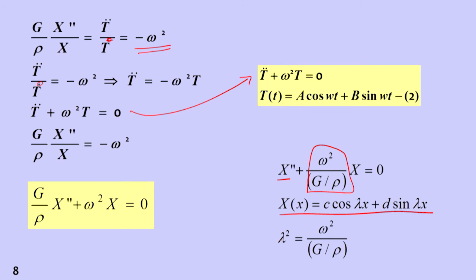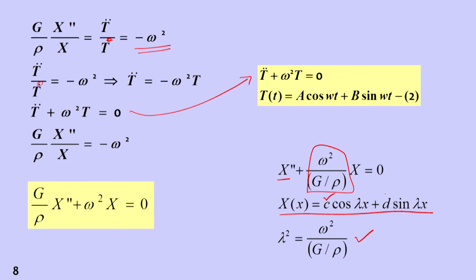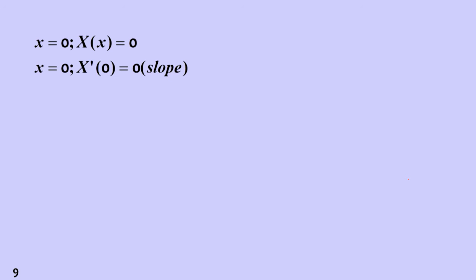So lambda square is equal to omega square by g by rho. Then let's find out the constants in this one, c and d. Now as we know, at x is equal to 0, X of x should be equal to 0. So that means what boundary condition will be applied there. At x is equal to 0, X dash also should be equal to 0, because we are talking about the shear beam. So in shear beam what happens is deflection is 0 and slope is also 0.